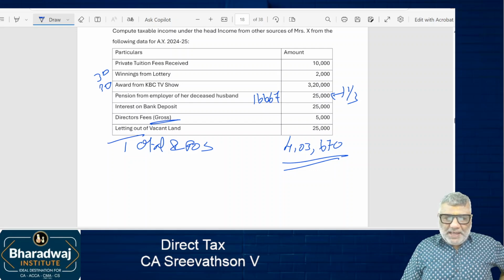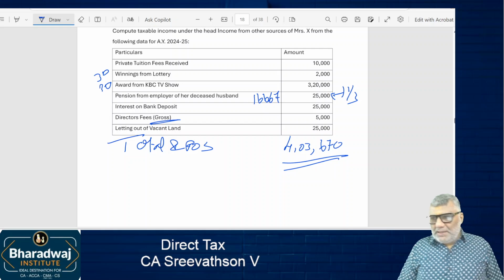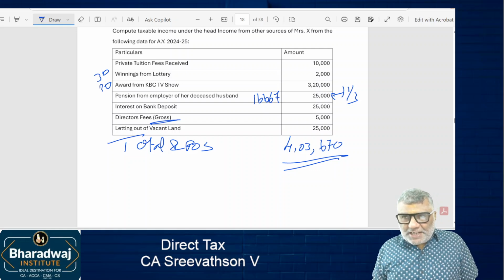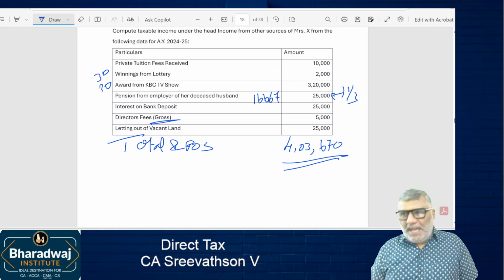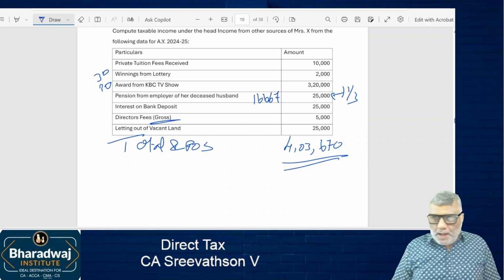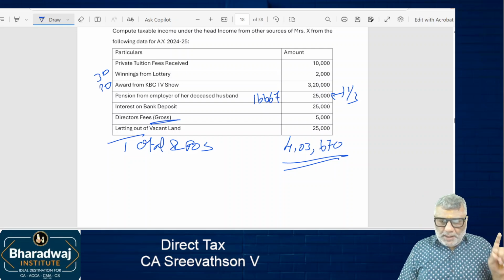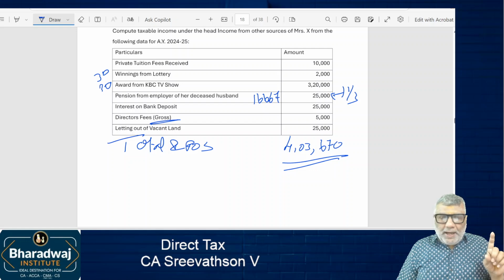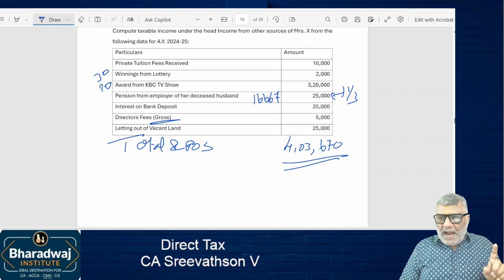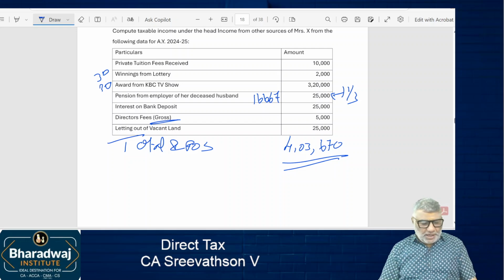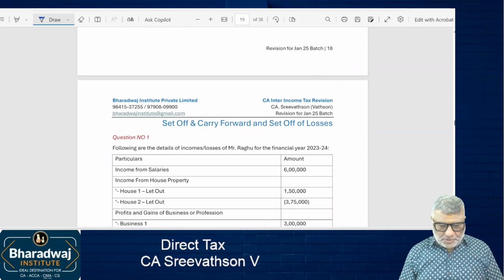Director sitting fees is given as gross because under section 194J, the threshold is nil and TDS is 10%.